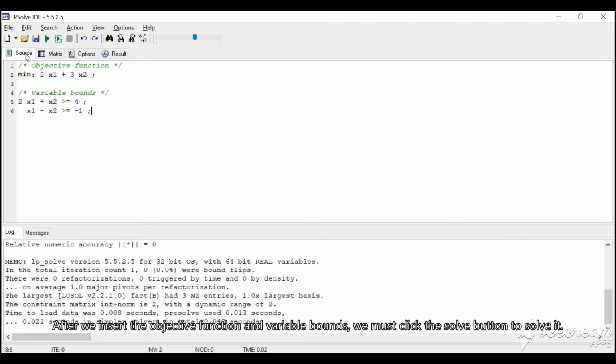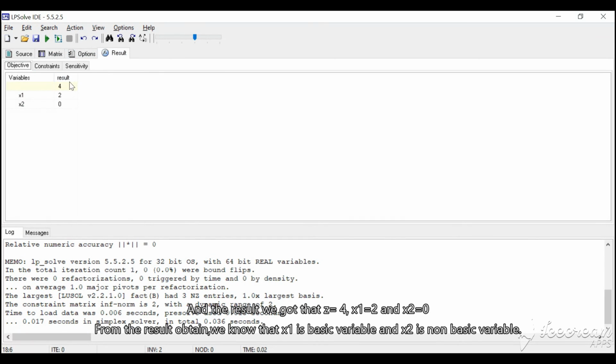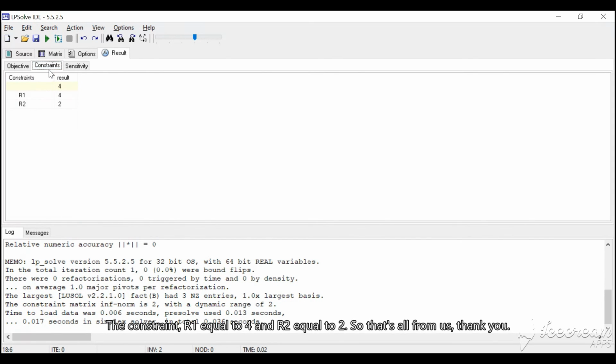After we type the objective function and the constraints, we must click the solve button to solve it, and the result we got is z equal to 4, x1 equal to 2, x2 equal to 0. From this result, we know that x1 is the basic variable and x2 is the non-basic variable. The constraint, row 1 equals 4 and row 2 equals 2. So that is from us. Thank you.